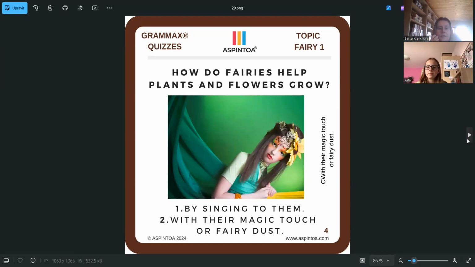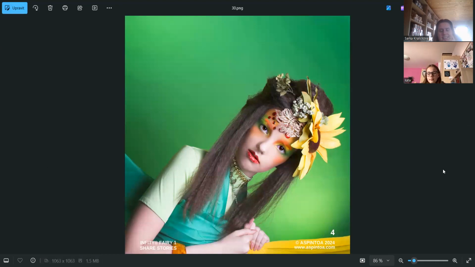How do fairies help plants and flowers grow? By singing to them, or with their magic touch or fairy dust? The fairies help plants and flowers grow with their magical touch or fairy dust. Fairy dust, yes.